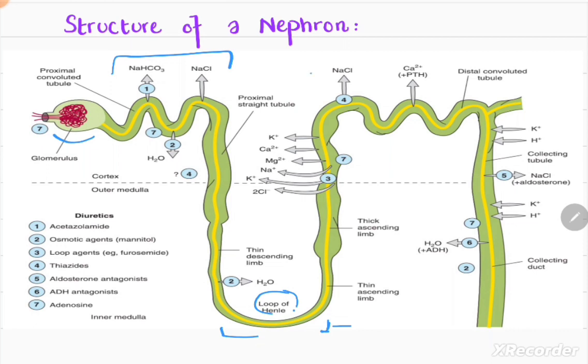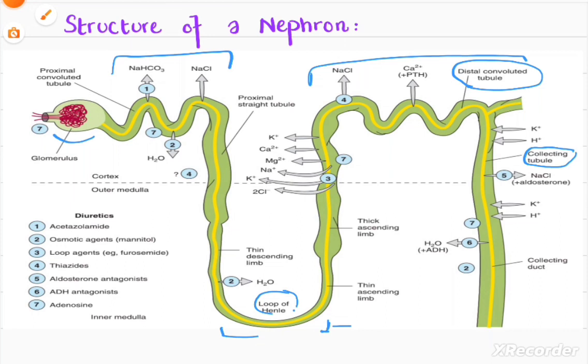After the loop of Henle, we have another tubule which is known as the distal convoluted tubule, and after the distal convoluted tubule we have a long collecting duct, which is known as the collecting tubule. So these are basically the segments of the nephron, and we will study each segment of the nephron separately, because on each segment there is a drug that acts separately. So we will discuss all the segments separately and the drugs that are acting on these segments.